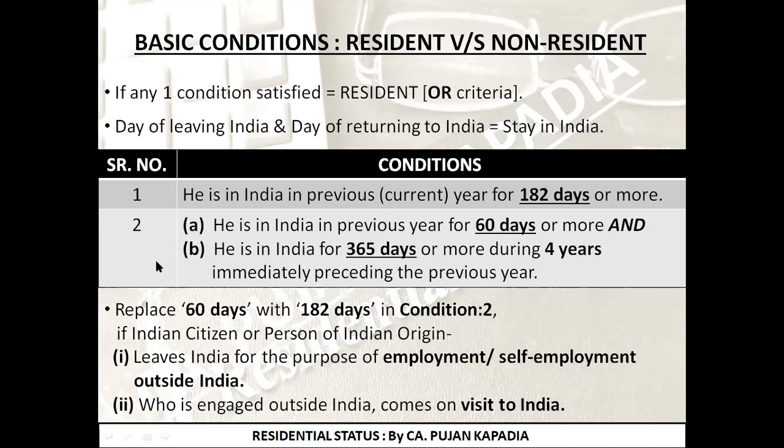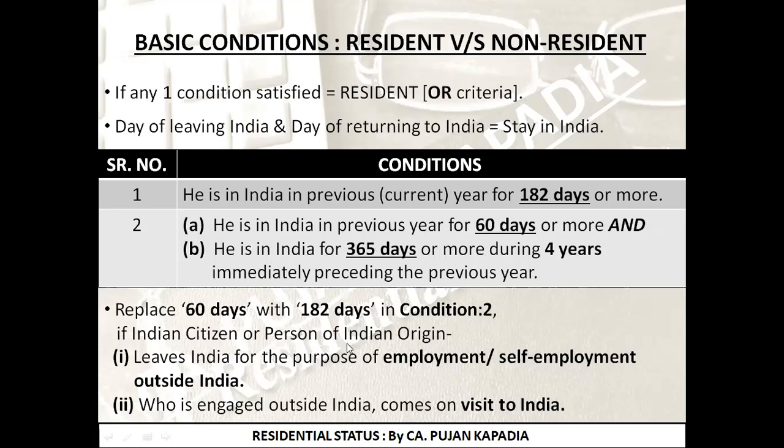Now, in the second condition, in the point number A, I am going to replace the 60 days by 182 days, because it is one exception that we will see in the last point mentioned on the particular slide: replace 60 days with 182 days in condition 2, if Indian citizen or person of Indian origin is leaving India for the purpose of employment or self-employment outside India. So suppose I was staying in India since my birth, but now I got a job in USA, and for the employment purpose, I am going to USA.